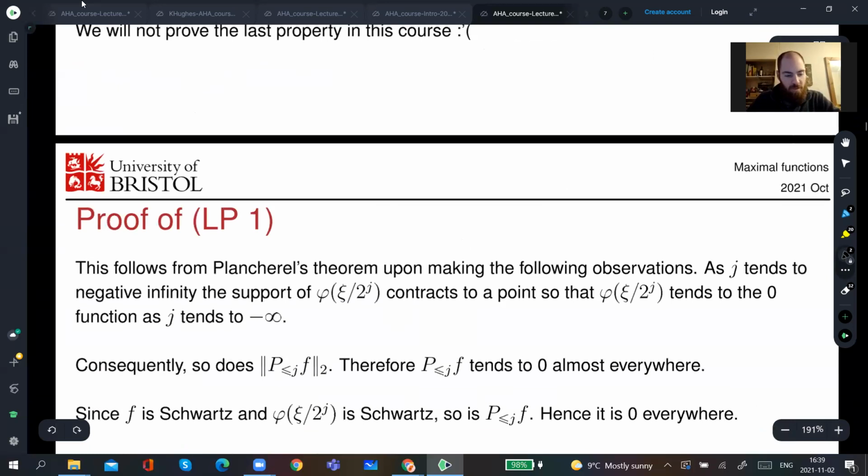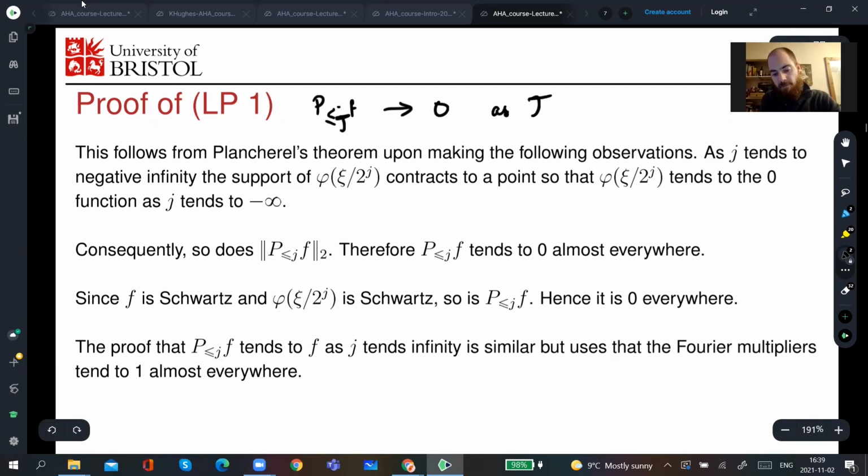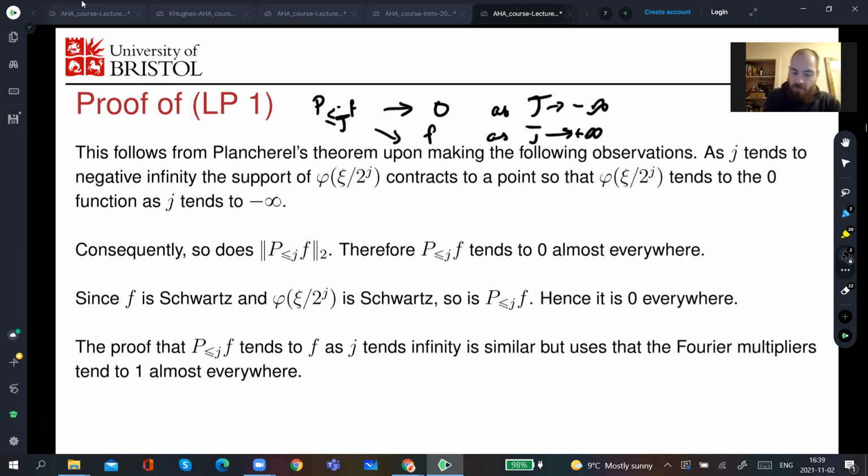Let's prove the first few properties real quick. I want to show that my function P_{≤j} f tends to 0 as j tends to negative infinity, and then it tends to f as j tends to positive infinity.